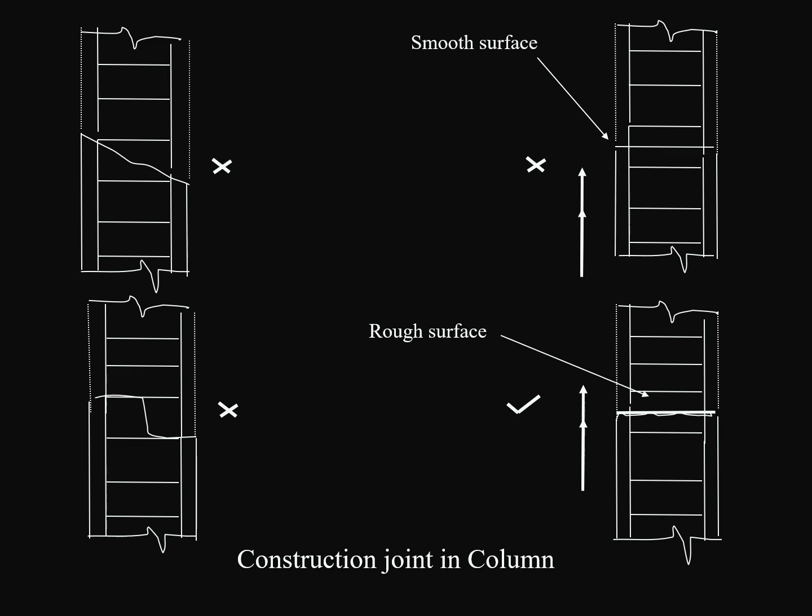While a construction joint is provided in a column, don't provide a sloping or stepped surface as shown in the section's left side, but provide the section shown last, that is a rough surface and flat surface.